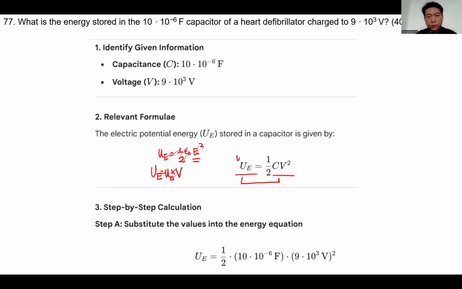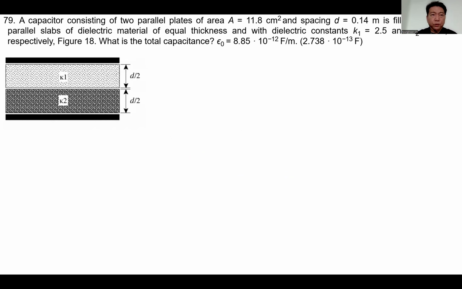Note that in this case, we are given the capacitance as well as the voltage. Then you can just plug these numbers into the formula, and you get the number, which is the energy. And this is the typical, most common example of a capacitor problem.